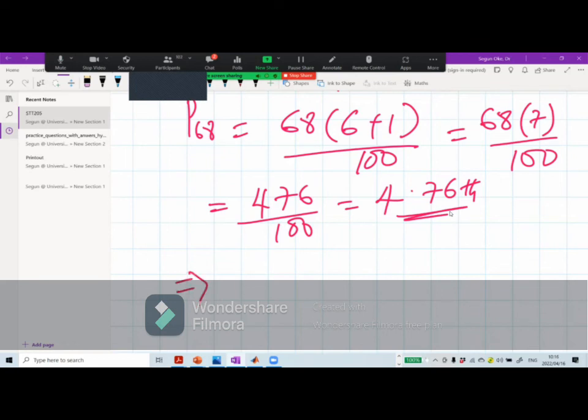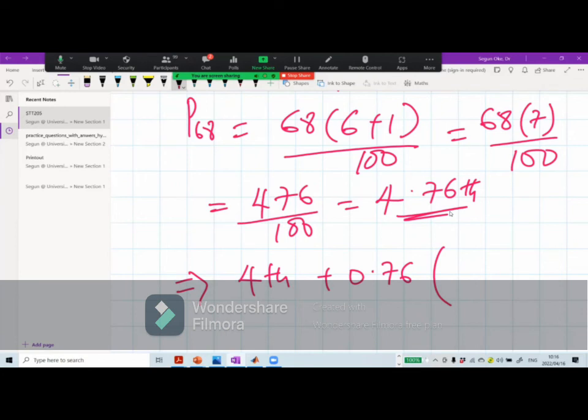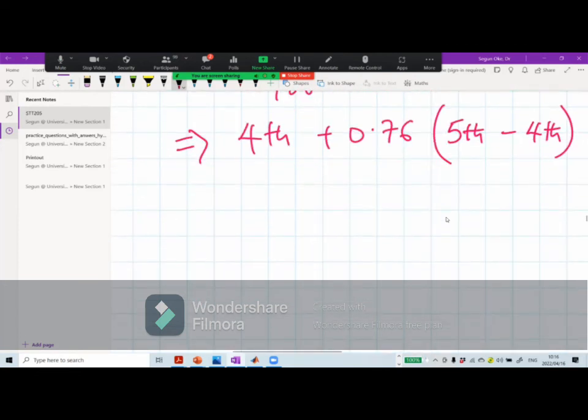Now, what we need to do here is the fourth, that is the fourth position, plus 0.76 in bracket. It's just a formula. You know you are working on the fourth data. Then the fifth data, the data ahead of the fourth data, will be the one I will deduct from. So it's going to be fifth data minus fourth data. That will give me the percentile that I'm looking for. So what is the fourth data?